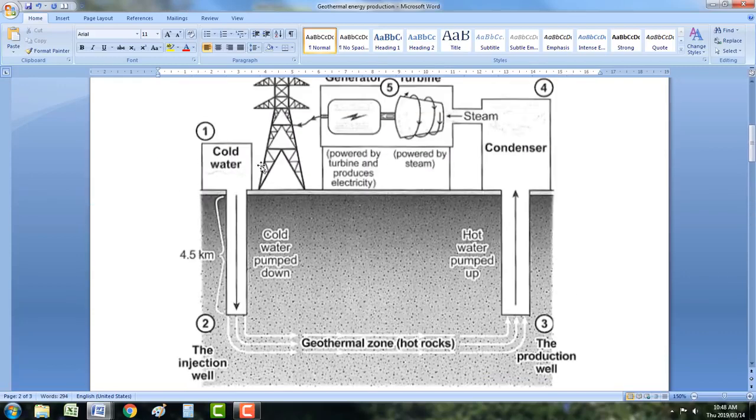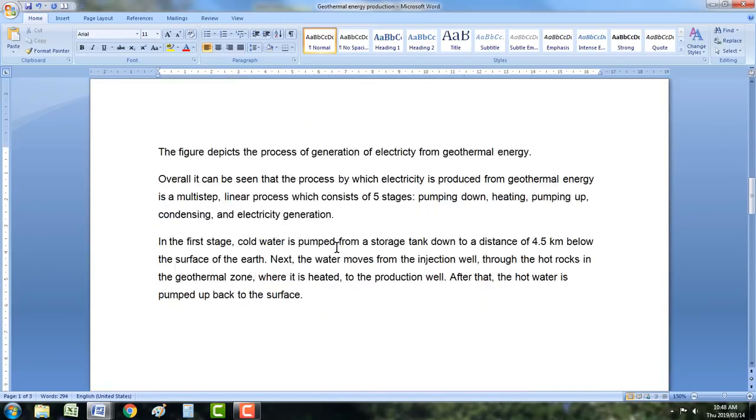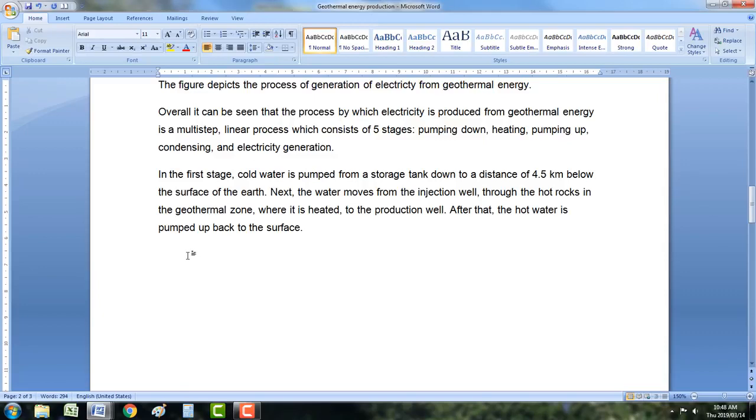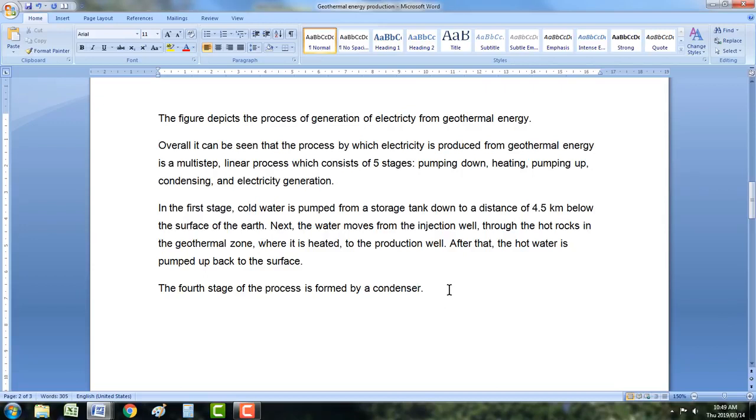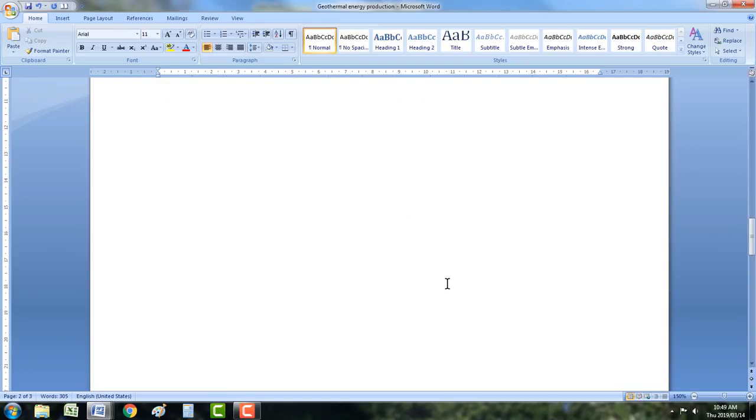So, quite simple so far. One sentence, one sentence, one sentence. However, let me start doing it simply first, and then I'll show you how I'd like to change it a little bit. So we could do it like this. The fourth stage of the process is formed by the condenser. But I actually want to put my linking language at the end, just to change it around a little bit. And that means that this will change from active to passive. So I'm actually going to say a condenser forms the fourth stage of the process.